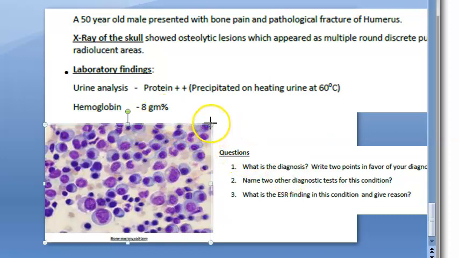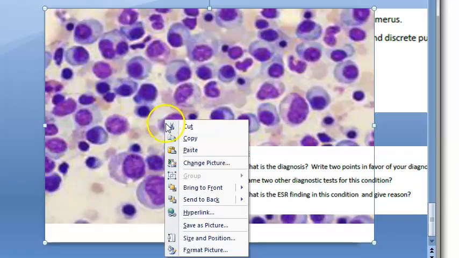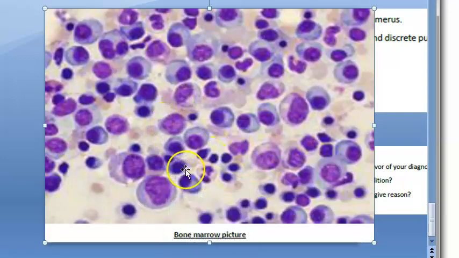Look at the bone marrow picture. What is the bone marrow picture telling you? Bone marrow picture is telling that a lot of plasma cells. These are all plasma cells, right? Lot of plasma cells are there. Right? All these blue ones. What do you think these purple ones are? So, a lot of these plasma cells are there. Okay. Do you see anything else?